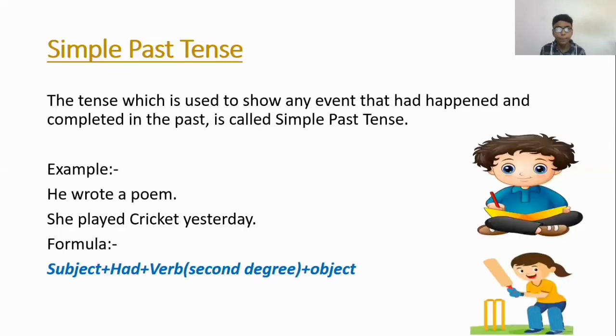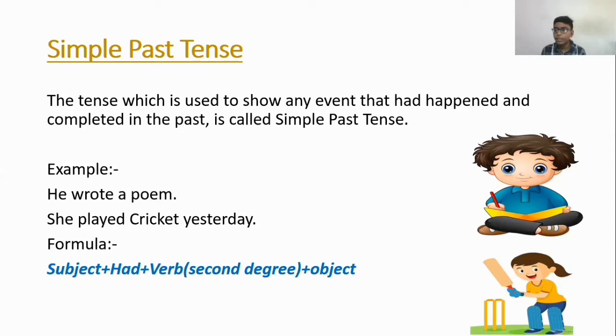First one, simple past tense. The tense which is used to show any event that has happened and completed in the past is called simple past tense. Means anything which happened in the past and completed in the past, its outcome also came in the past, it is called simple past tense. For example, he wrote a poem. So he wrote a poem yesterday, its outcome also came yesterday, it was completed in the past and nothing more was left for present. Second one is she played cricket yesterday.